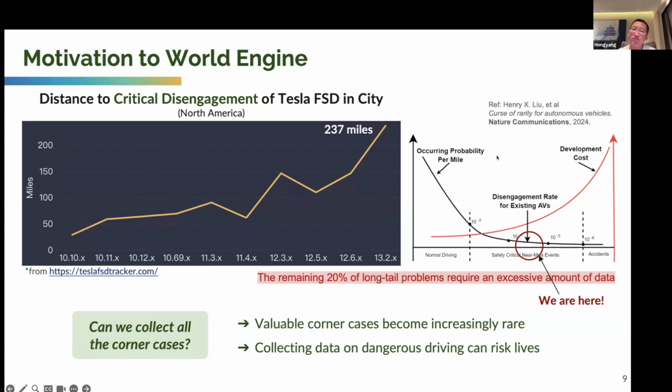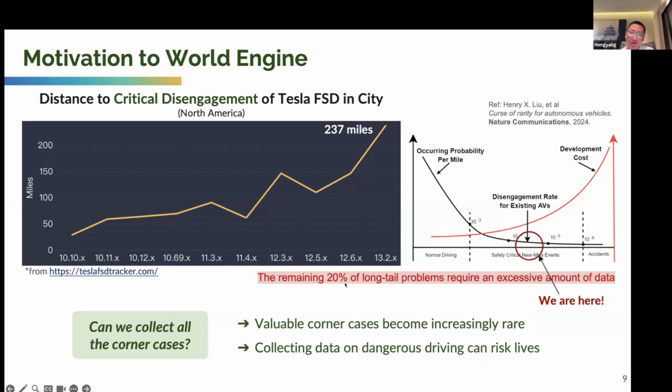And for the y-axis, we have two y-axes. The black curve is the occurring probability per mile to show the dangerous cases. And also, you're gonna see the red here is the deployment cost. So as we enter into more, like most of the perception problems have been already resolved, right? So the chance of running into the challenging case becomes very rare, but the deployment cost becomes very expensive because you're gonna have a large fleet to collect all the dangerous cases, right?